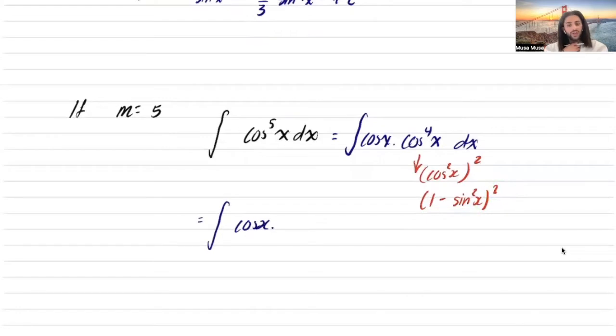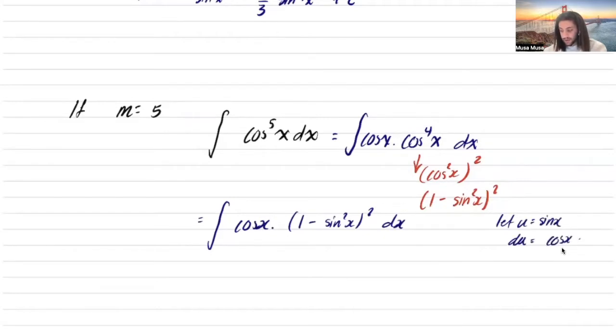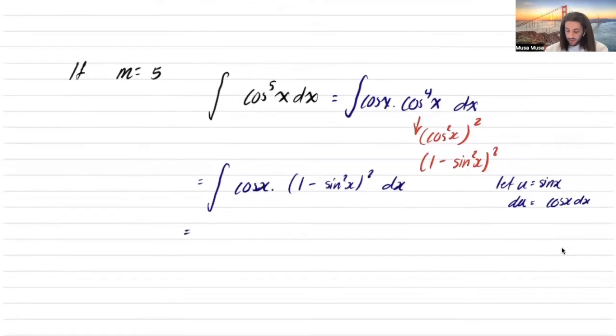So actually, am I going to leave it like that? No, I'm not. Actually, no, we'll leave that. Okay. So if I let u equal sine x, I can see again du equals cos x dx, and rearrange and subbing that all in, we get 1 minus u squared all squared, and then du.